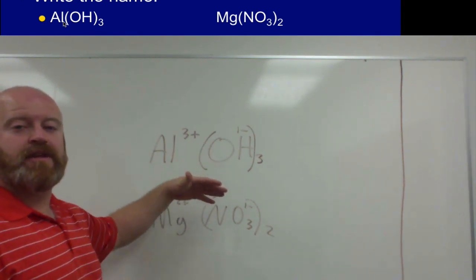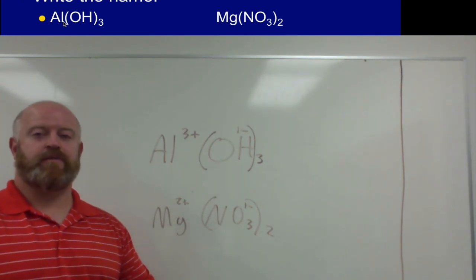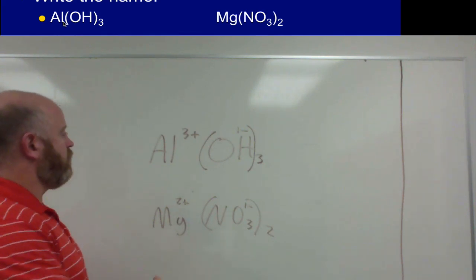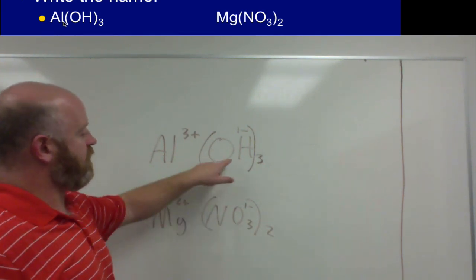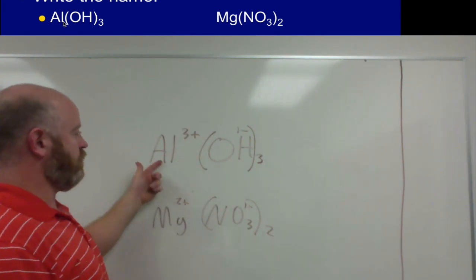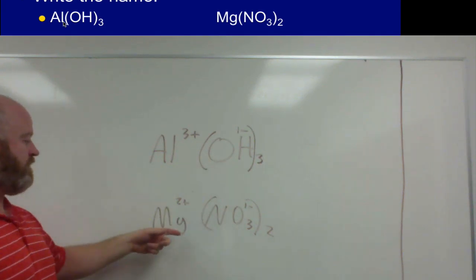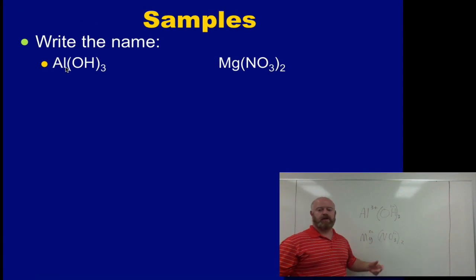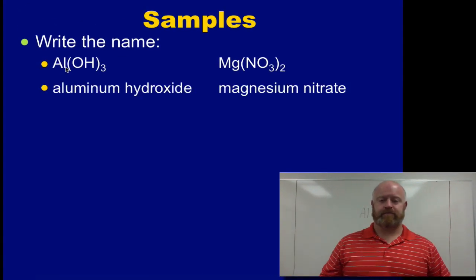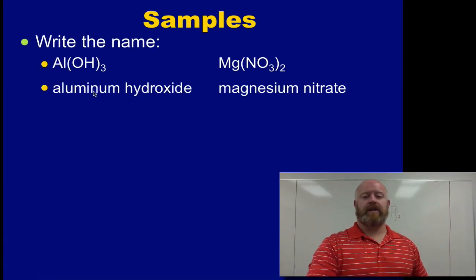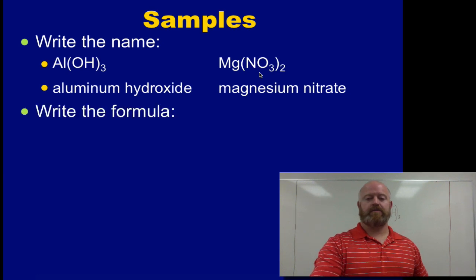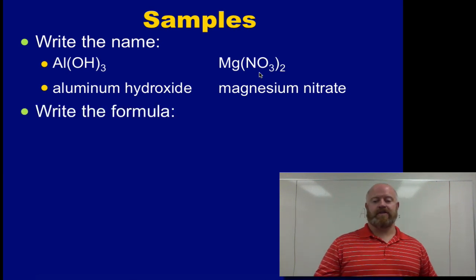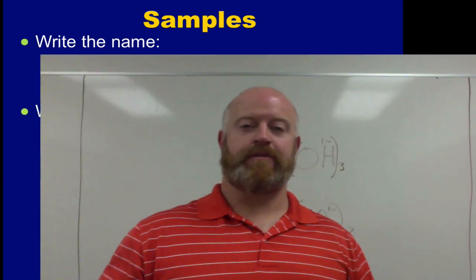Now, when it comes to naming these, the beauty is it's the same rules as ionic compounds. So aluminum, and you have hydroxide. So we call this aluminum hydroxide. We have a magnesium with a nitrate, so we call this magnesium nitrate. So in terms of our naming systems, it really is all the same rules as yesterday. We just need to deal with these bigger ions now. Okay? Writing the formula gets a little bit more challenging because we need to keep track of our charges.